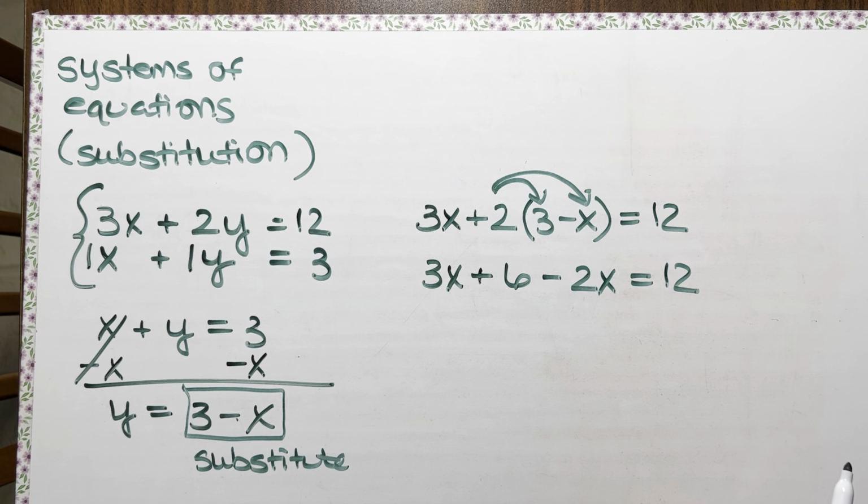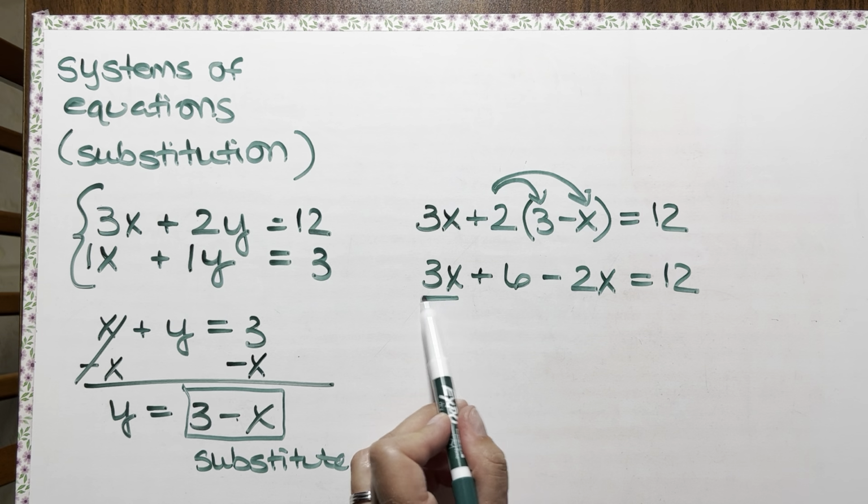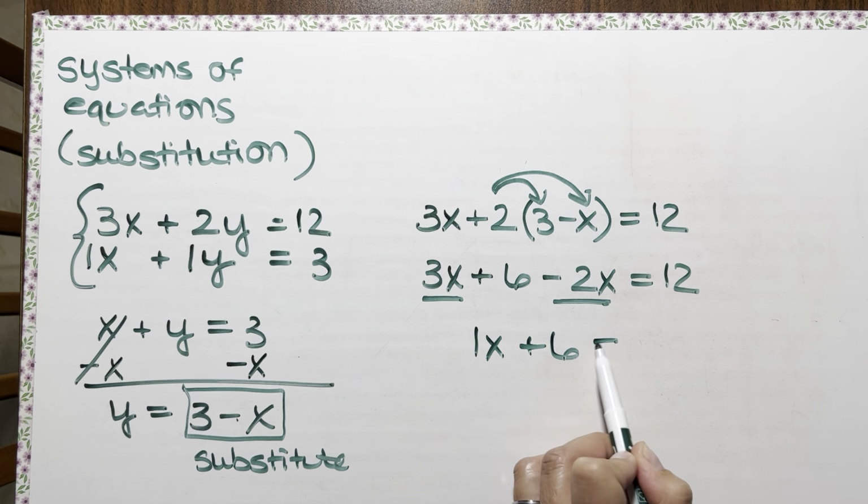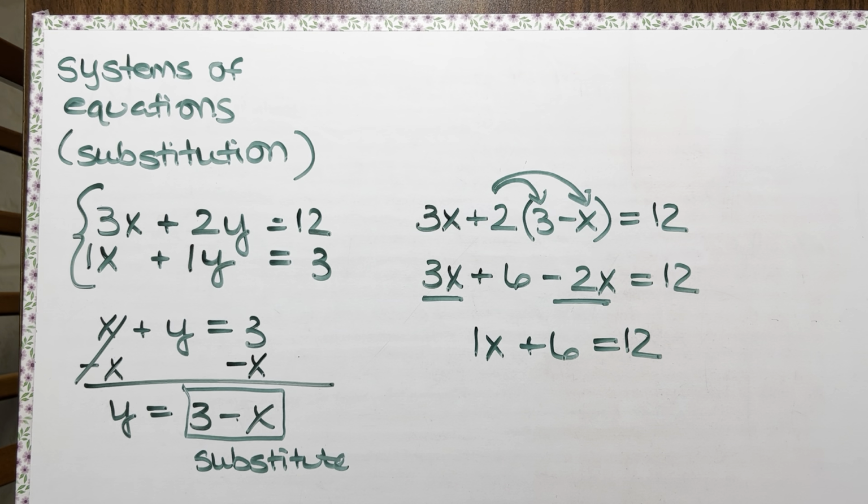I'm going to look for like terms to combine. So that's the 3x and the minus 2x. 3 minus 2 leaves me with 1x. Don't forget you still have a 6 here. And we have equals 12. So now I'm just going to subtract my 6. So I get x equals 6.